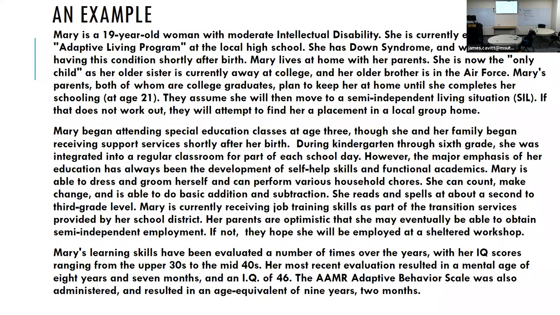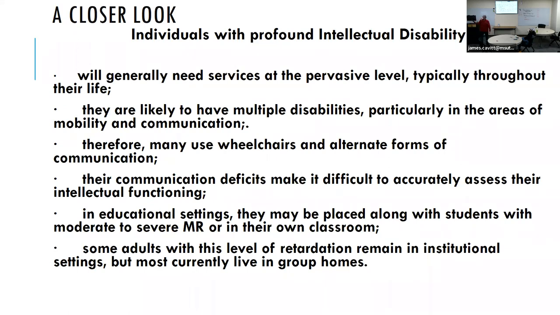She was receiving services at age 3 and all this. So we can see all these characteristics that we talked about for the moderate group in Mary, correct? Okay, so let's move on to individuals with profound intellectual disabilities. They're going to need pervasive support most often because they're around a 20 IQ. Very often they're going to have multiple issues involved. Not only will they have a cognitive piece, but they'll have physical pieces going on too. They won't be able to communicate. They'll be physically disabled.